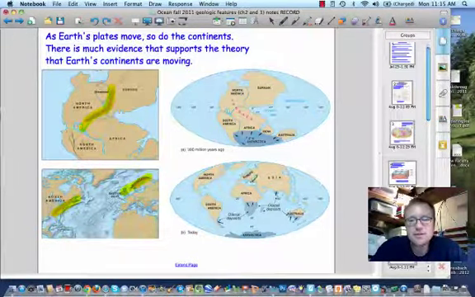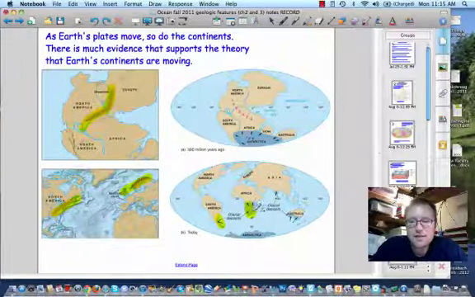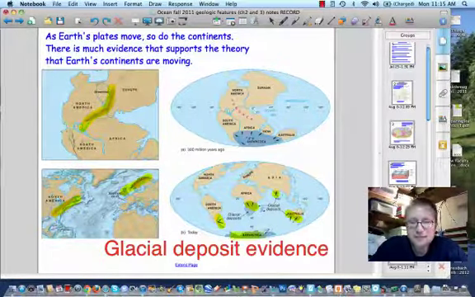Another piece of evidence: if you look down today along the southern tip of South America and the southern part of Africa, even the southern part of India and Australia, as well as Antarctica, we find glacial deposits.